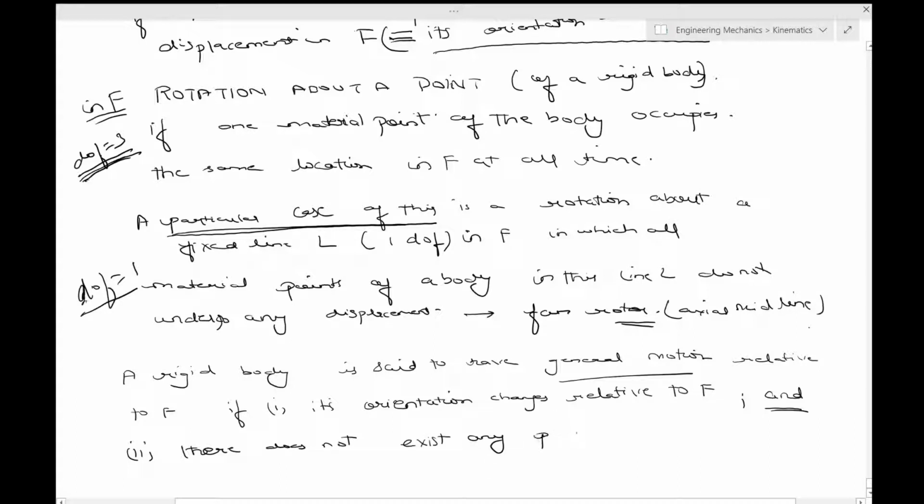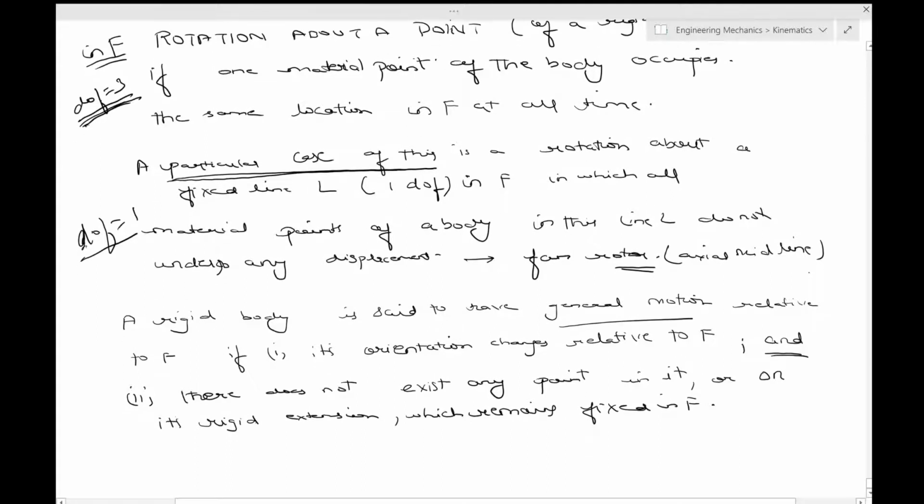any point in it or on its rigid extension. Remember what a rigid extension was? It was a massless extension. Or on its rigid extension which remains fixed in F. This was the case, if you remember, of rotation about a point. So it's neither translation nor rotation. And how can we visualize this?